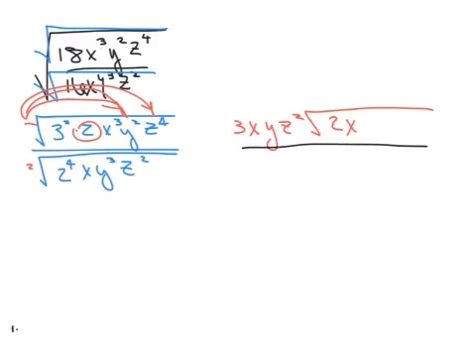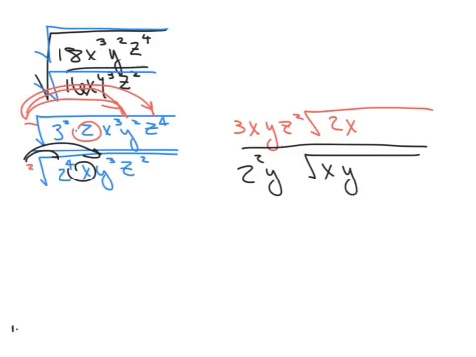Now let's look at the bottom. 2 goes into 4 twice with none left over, so no number is under there. X, there's no exponent. 2 goes into 3 once with 1 left over, and 2 goes into 2 once with none left over. So there's what I've got.